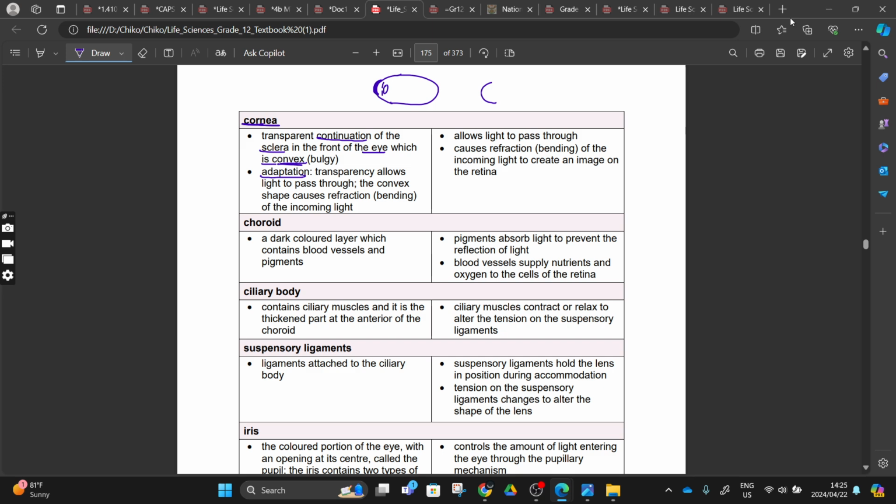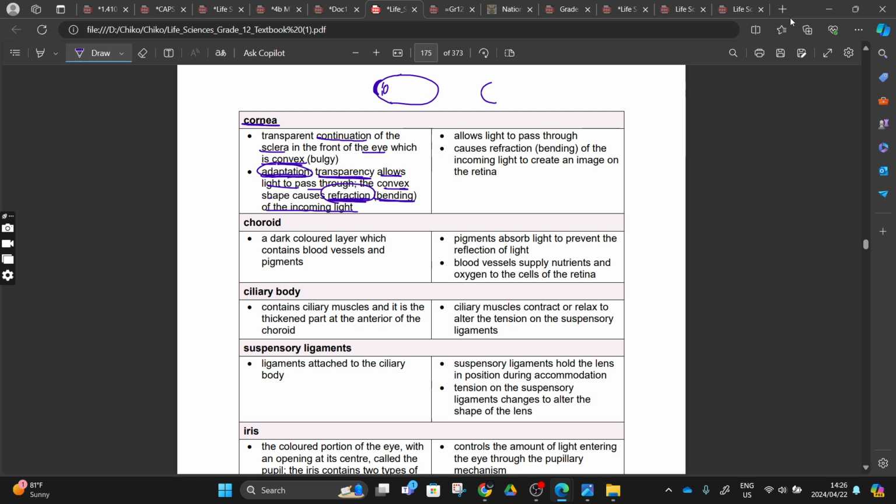And then adaptation, what is it that it has adapted so that it can function better? It is transparent. Being transparent is adaptation, right? So that it will allow the light to pass through. But the convex shape causes the refraction, which is the bending of the incoming light. Don't make a mistake here and say reflection, right? It does not reflect, it refracts. It bends the light.